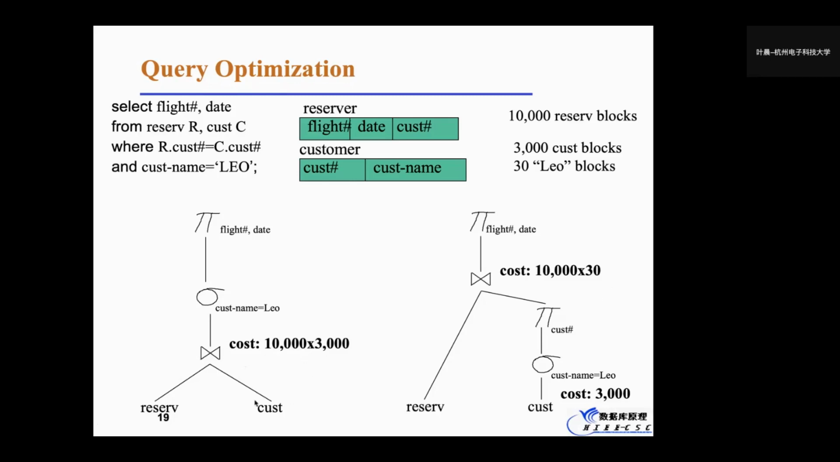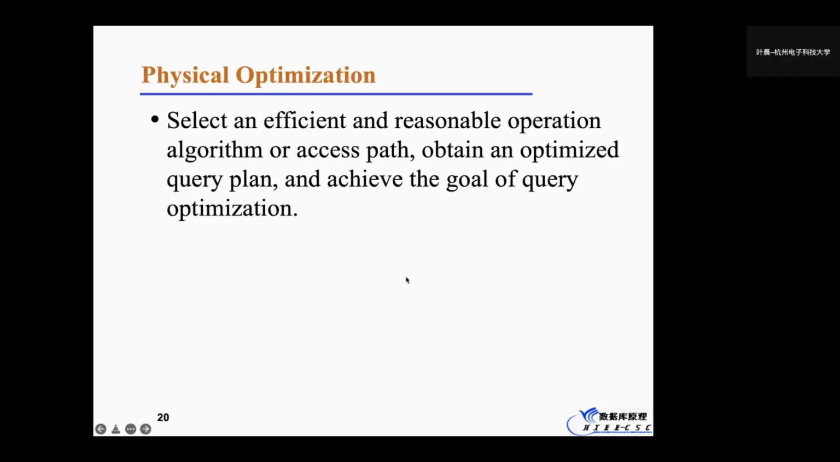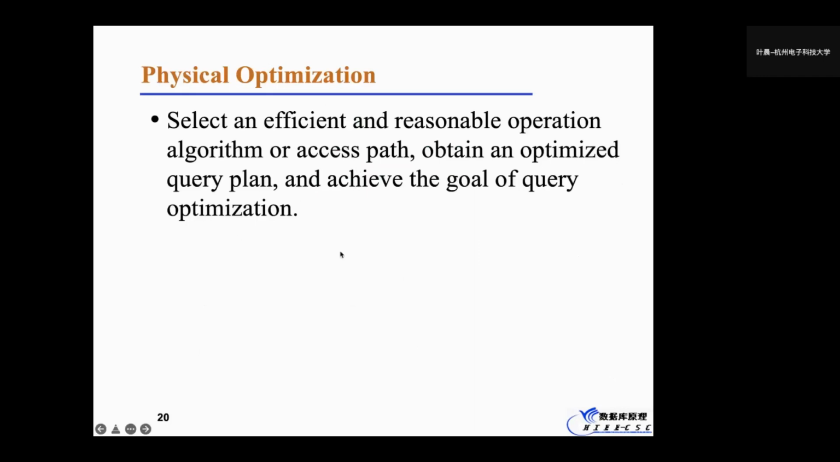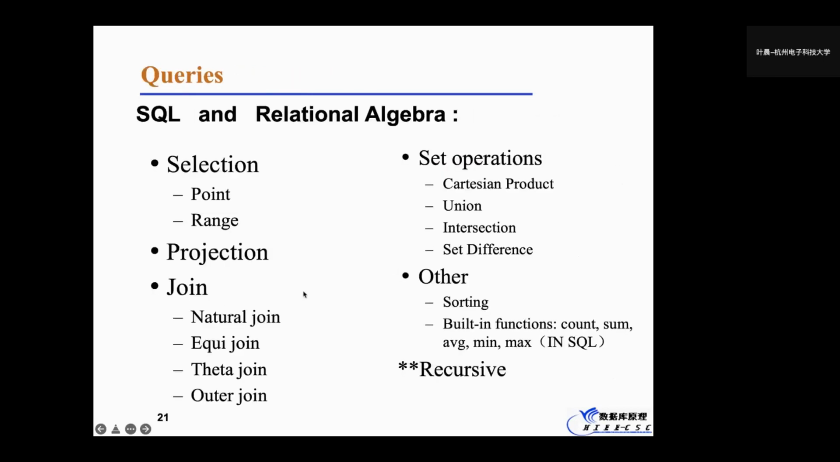And then after the query optimization of this syntax tree, we have the physical optimization, which means we select an efficient and reusable operation algorithm or access path and obtain an optimized query plan and achieve the goal of query optimization. So here we have the relational algebra operations: selection, projection, join, and we have the set operations and others.